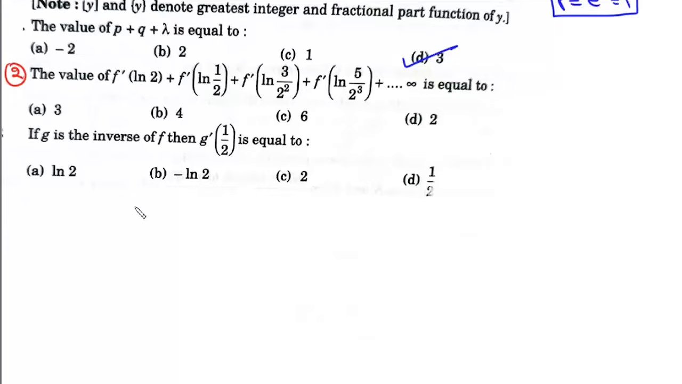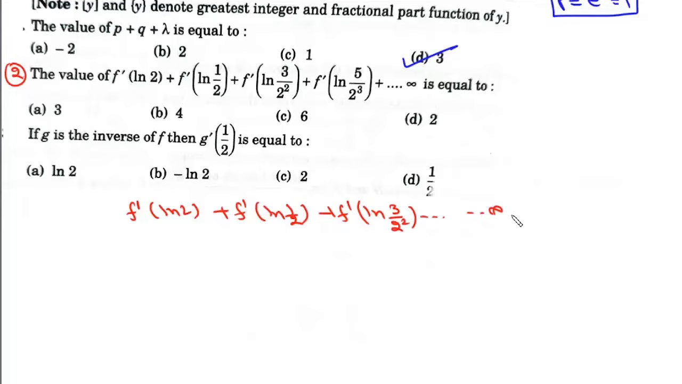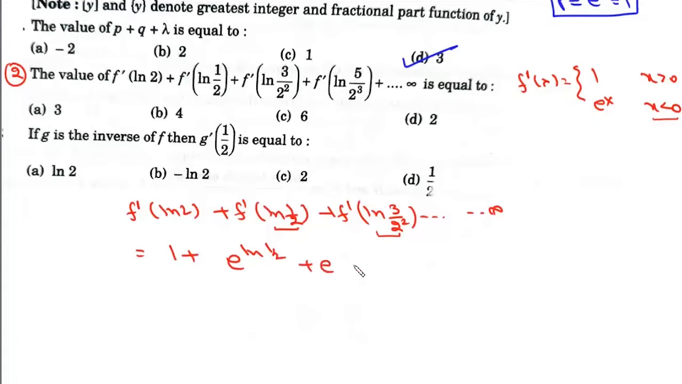Now the second question is find the value of f dash log 2, f dash log 1 by 2, f dash log 3 upon 2 square up to infinite. Now we know that f dash x, it is 1 when x is greater than 0, and it is e to the power x when x is less than 0. Now at log 2, this value is positive, so this is 1 plus, now all these log 1 by 2, log 3 upon 2 square, log 5 upon 2 cube, this x is less than 0. So for all these, it will be this e to the power x. So it will be this e to the power log 1 by 2, e to the power log 3 upon 2 square up to infinite.